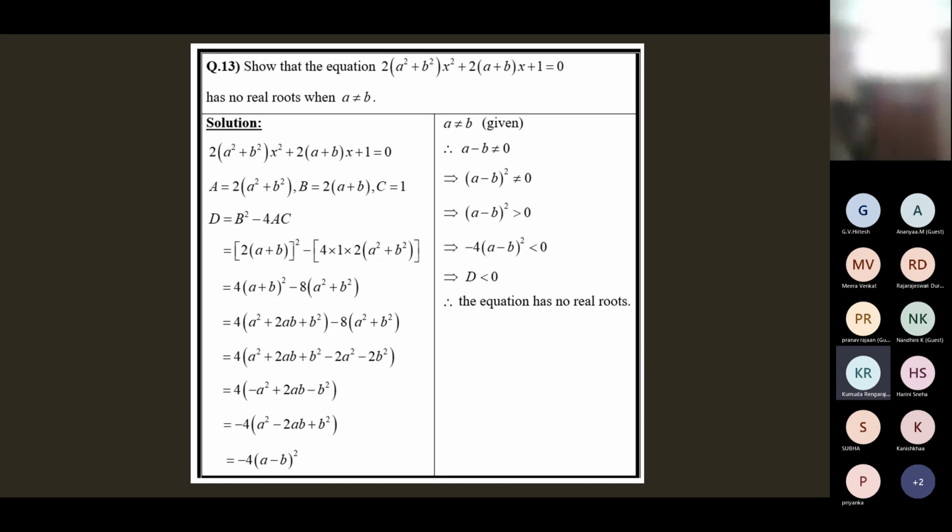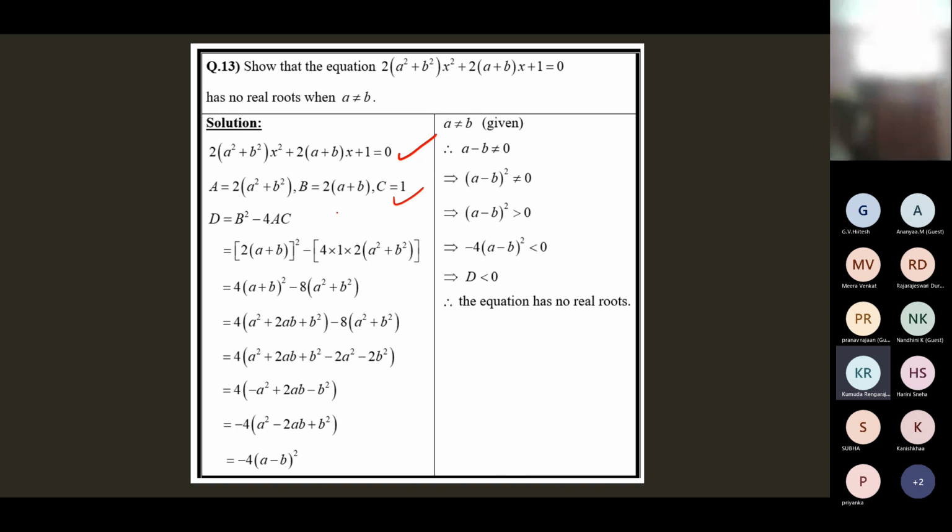All right. So we have to find D, children, because we'll have to show that the equation has no real roots. So this is the equation given, and these are the values of A, B, and C. Now we have to find D.